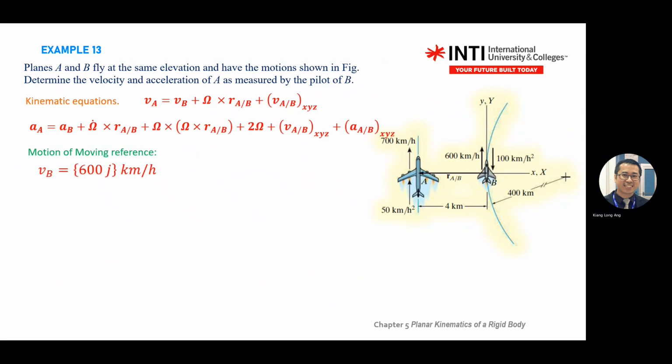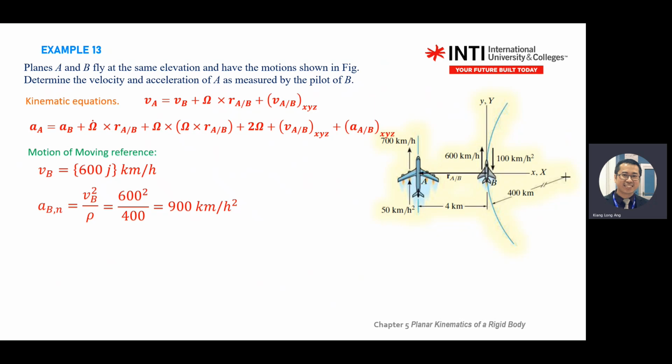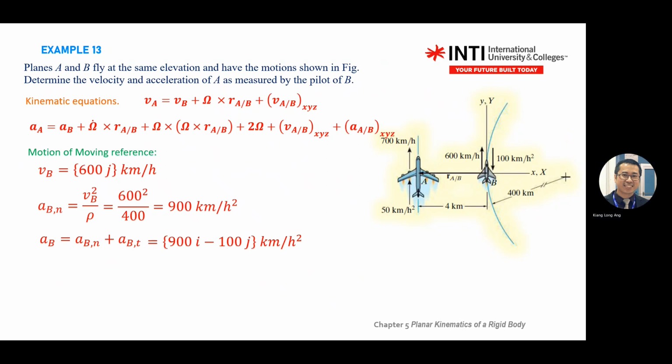VB, going up, positive J. Normal acceleration, V square over rho, because of the tangent direction. You substitute the answer. Rho was given, 400 kilometer. So VB equals normal plus tangent. You put in Vn is I. Okay, normal going in, right? 900 you calculate. Tangent was given minus 100 because it's pointing this way.